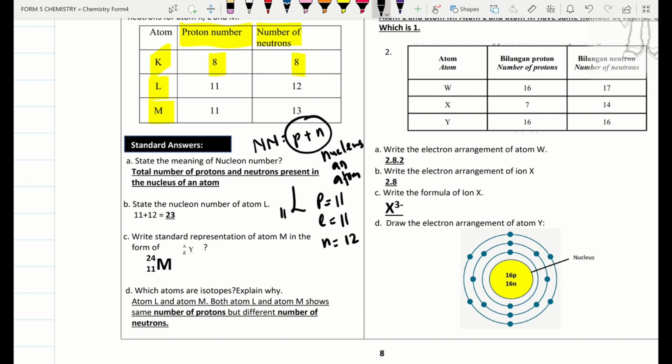All right, so the nucleon number will be P plus N. So the proton will be 11 and the neutron will be 12. So that will be 23. So 11 plus 12 is 23.